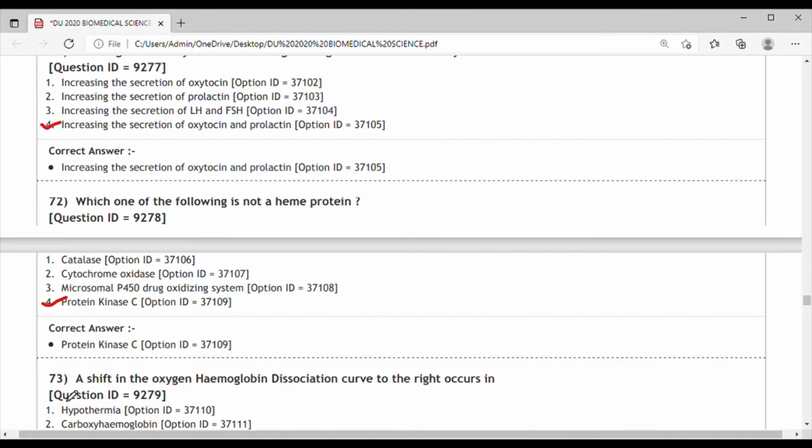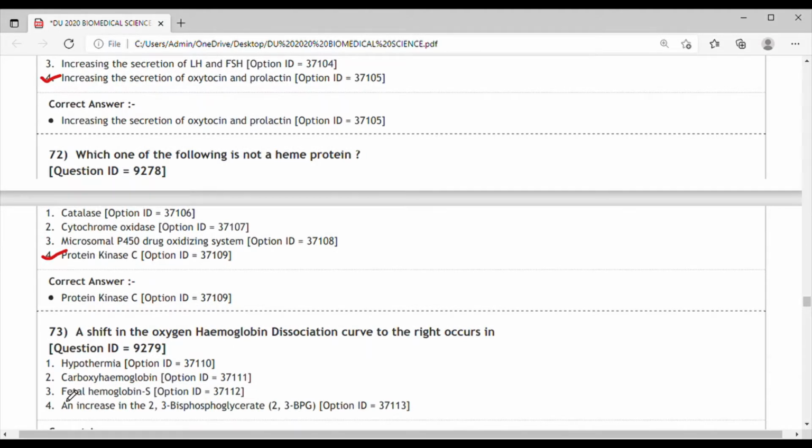Next question, a shift in oxygen hemoglobin dissociation curve to the right occurs in hypothermia, carboxyhemoglobin, fetal hemoglobin, or an increase in the 2,3-BPG. The correct answer is the option 4. If there is an increase in the 2,3-BPG level, then there is a shift in the rightward direction. If there is a decrease, then it will shift towards the leftward direction.